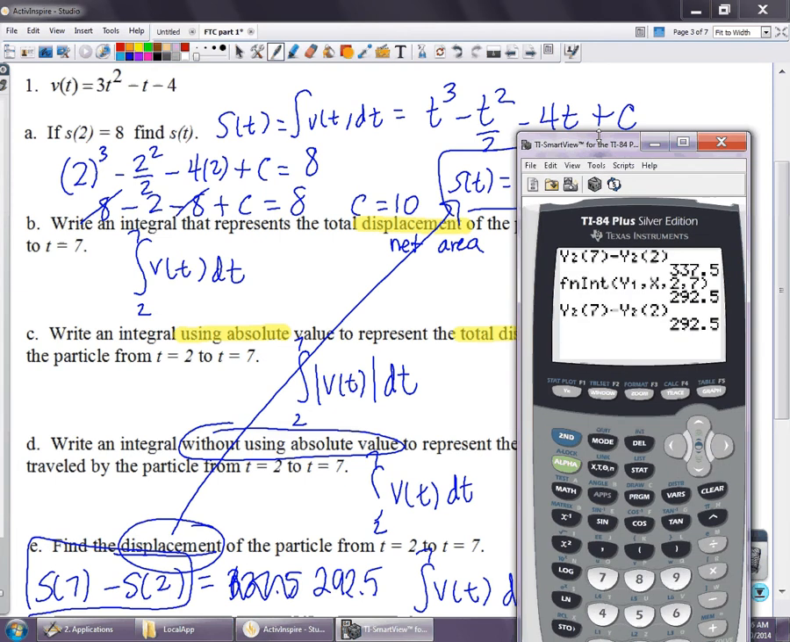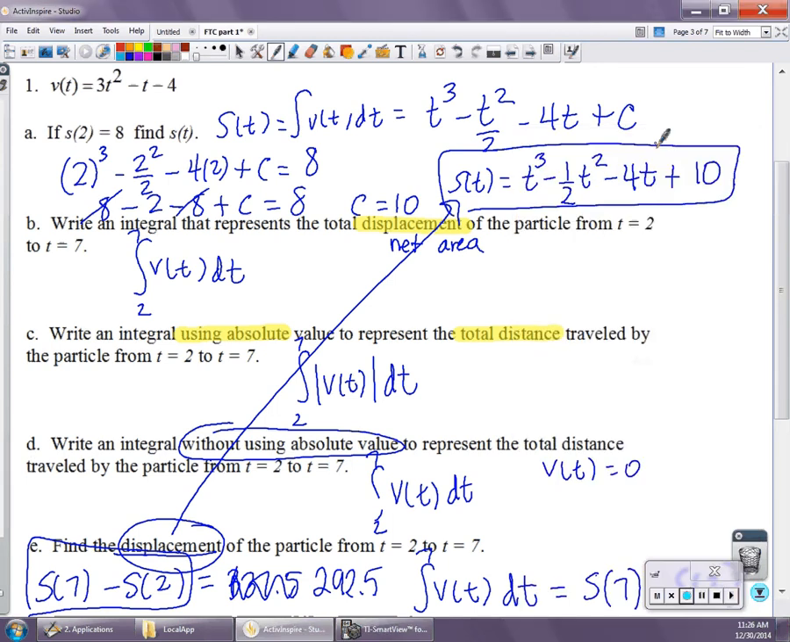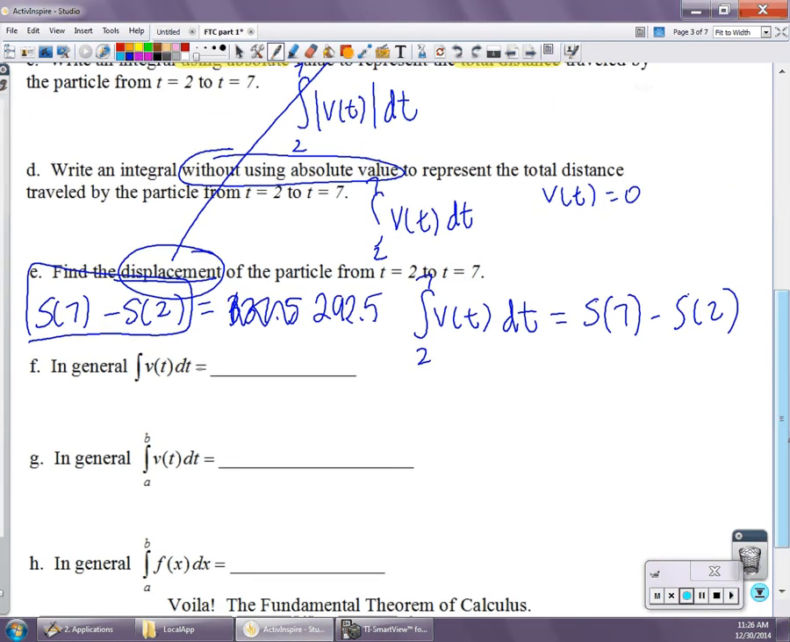So notice when I integrated the velocity function, the area from 2 to 7 is 292.5. And when I substituted into the position function and found change in position, I got 292.5. So the bottom line, thank goodness, in general, the antiderivative of v of t dt is s of t. In other words, when you find the antiderivative of velocity, you get back to position. That's an indefinite integral, and in that case, there would be a plus c, and hopefully you would be able to solve for c.